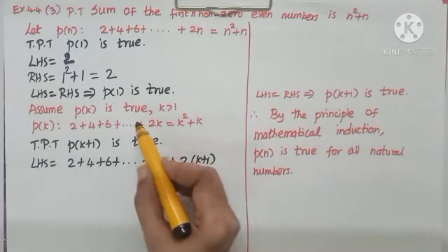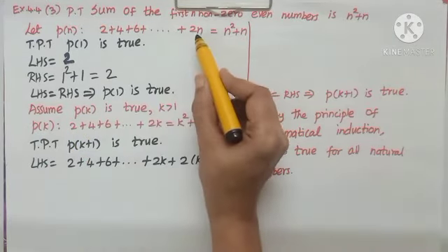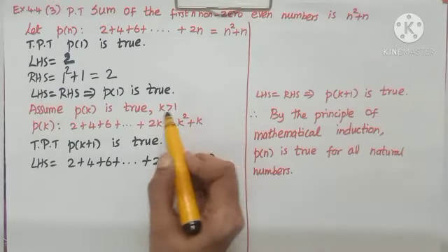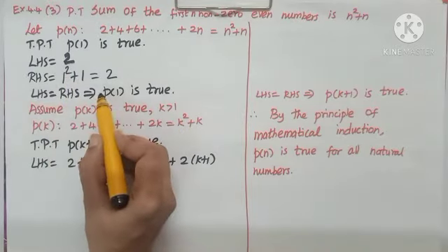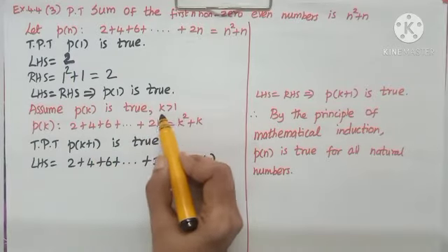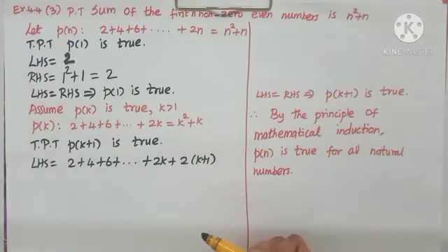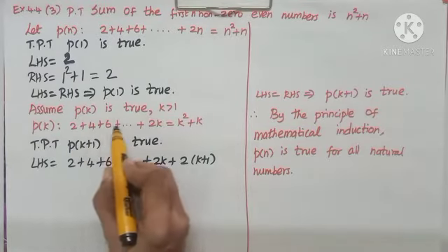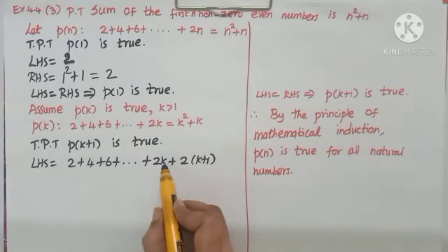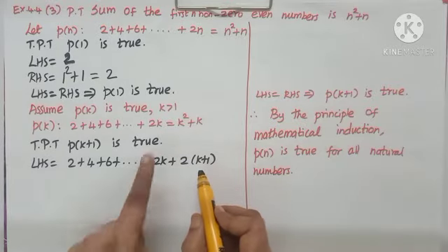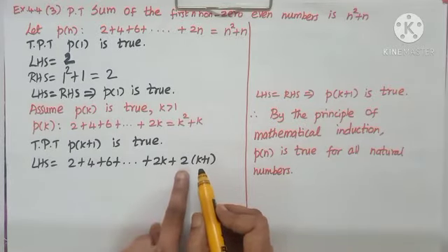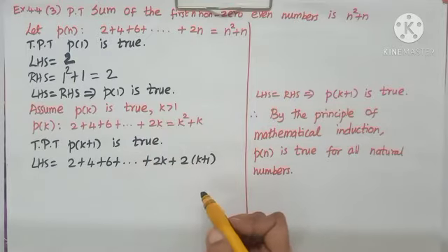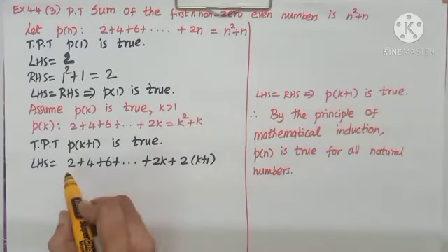Assume P of k is true. Wherever n is coming, put k, and k is more than 1. K equal to 1 we have proved here, so assume k is more than 1. To prove that P of k plus 1 is true, copy the same from here. Write the next term, 2k will now become 2 into, wherever k comes put k plus 1. I can use this result.